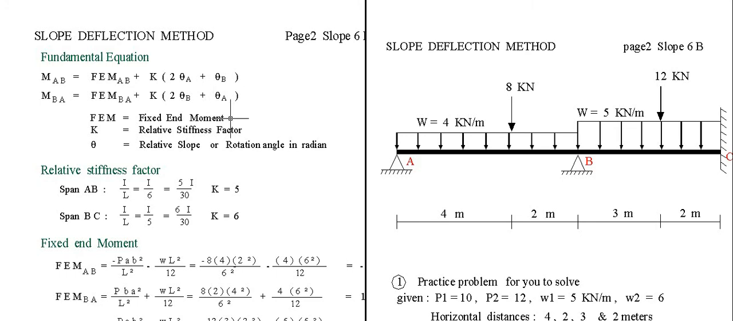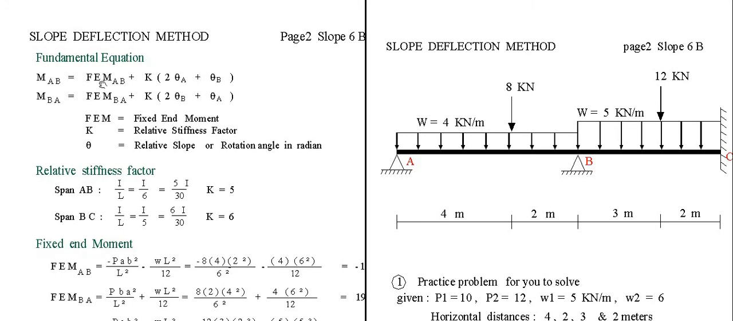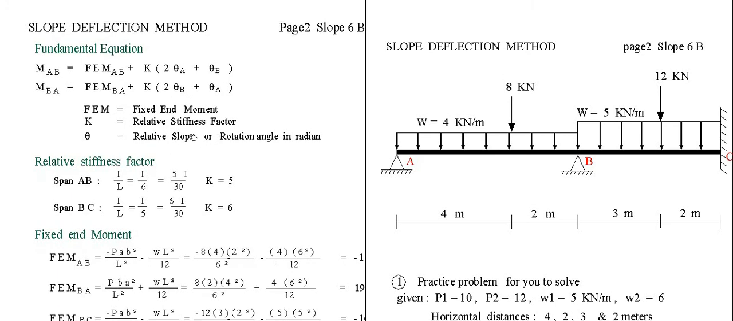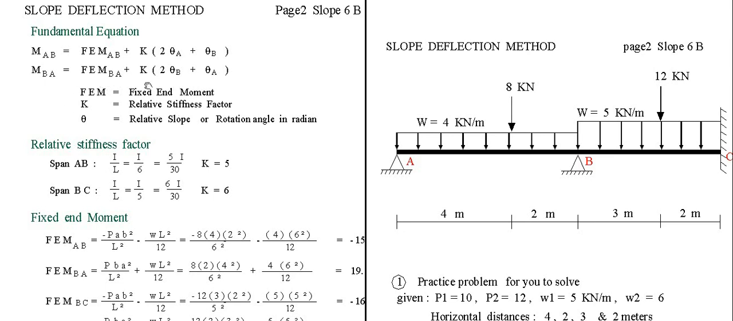This moment AB is the fixed end moment AB plus stiffness factor times 2 theta A plus theta B. The subscript here follows this order: A then B, A then B. Moment BA on the right is equal to fixed end moment BA plus stiffness factor times 2 theta B plus theta A. Again, the order of the subscript here: B first then A, where the definitions of the above variables are these.